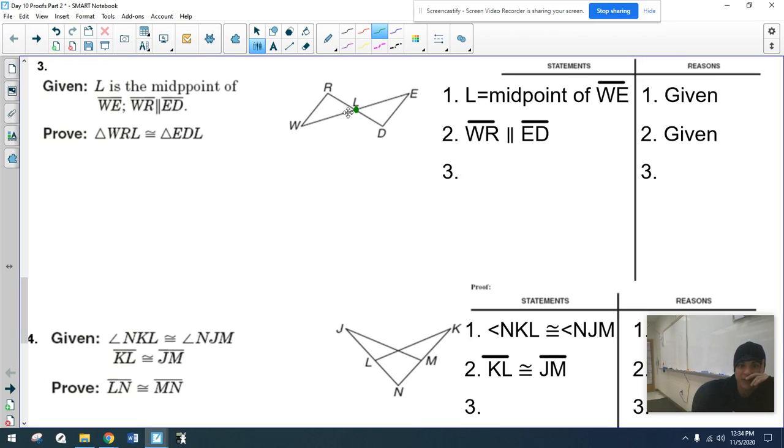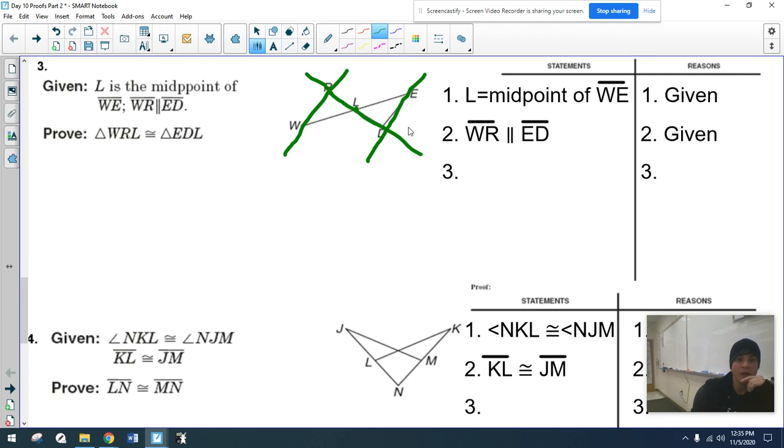So my next one, I've got WR and ED that are parallel, so they're not equal. So you have to figure out what that means. So if I have 2 parallel lines, what I can do is mark a transversal.